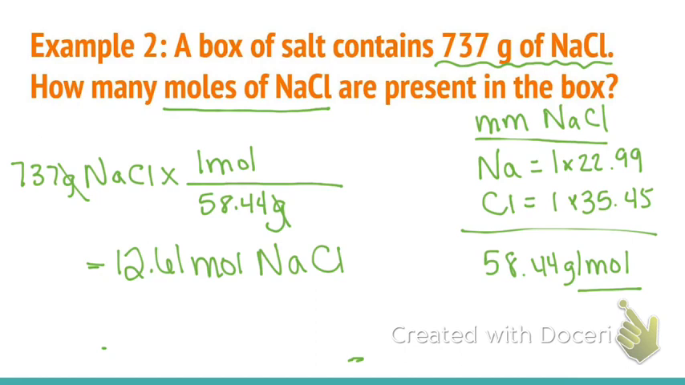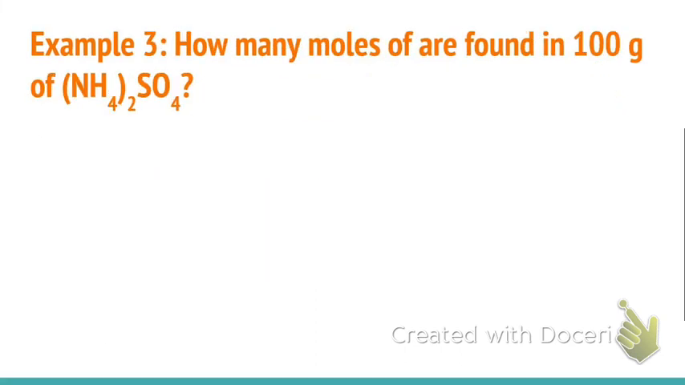Last example then is working with another compound. It is ammonium sulfate, and we have 100 grams of it. It wants to know how many moles do we have. So again, the first thing we're going to look at is what is our given. It's mass, and it's of that compound (NH4)2SO4 or ammonium sulfate. And we want to find moles.